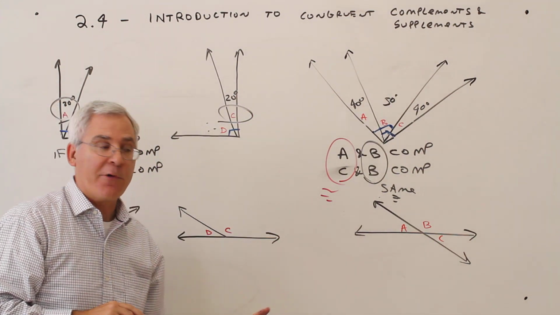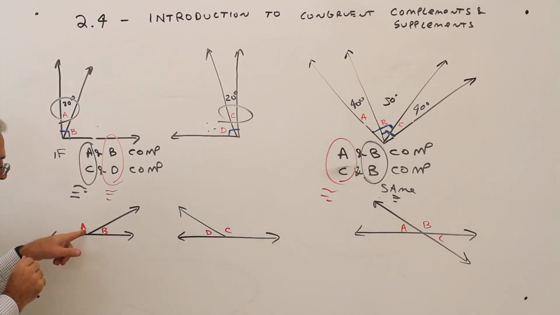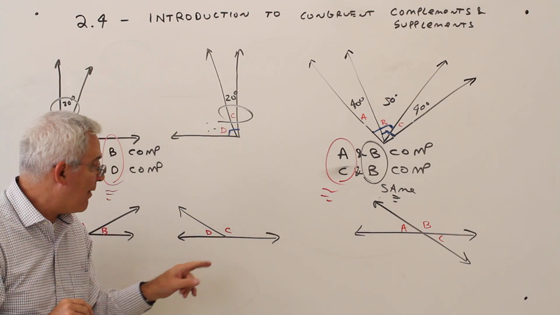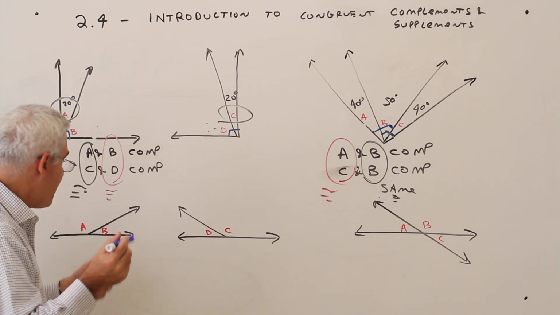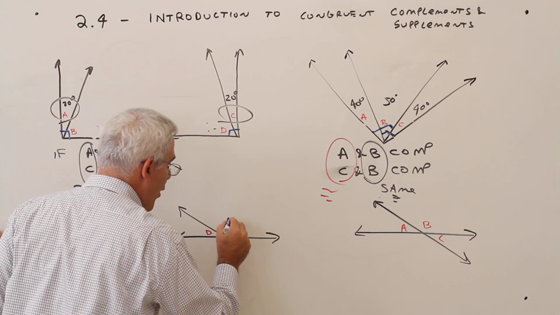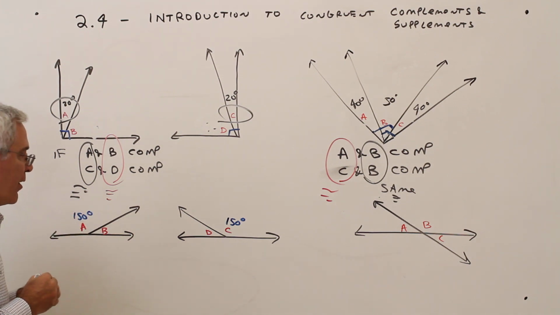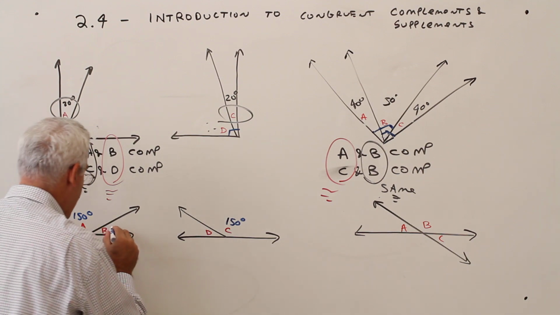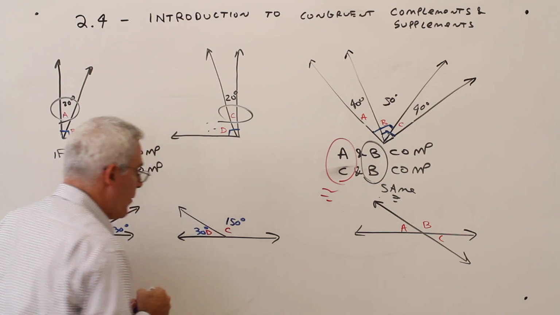Okay, let's lay the groundwork for supplementary. Okay, so I've got a straight line. So angles A and B are supplementary. I've got a straight line, so angles C and D are also supplementary. Let's just make up some numbers. Let's suppose that this is 150 degrees, and this is 150 degrees. What would the measure of B be? Well, it would be 30. What would the measure of D be? Oh, it would be 30.